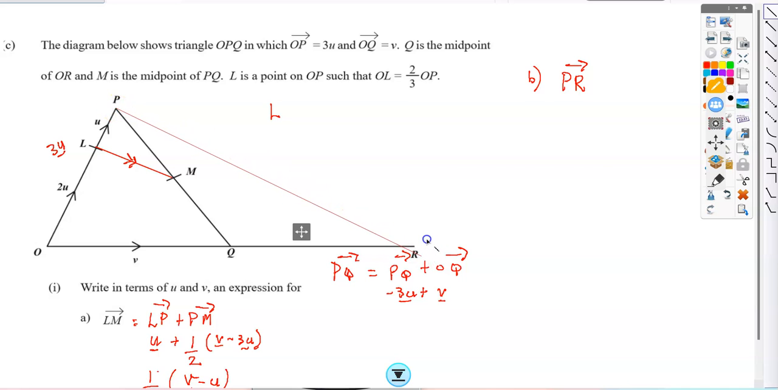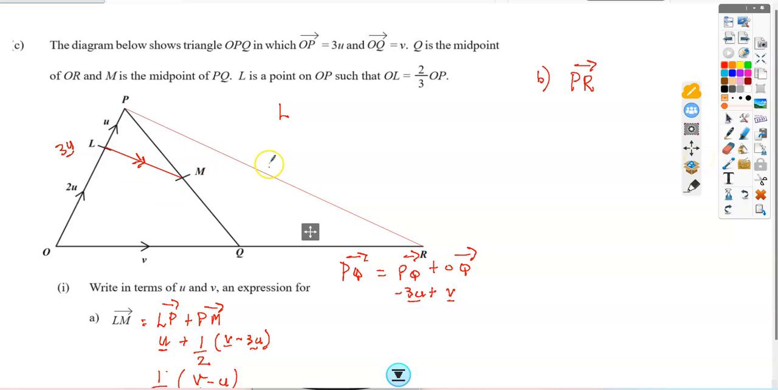Okay? And what we want to do is find the resultant PR on the diagram. So this is going to be our resultant for PR. PR would be PO plus OR. So PR equals PO, let's just go back there, PO plus OR.